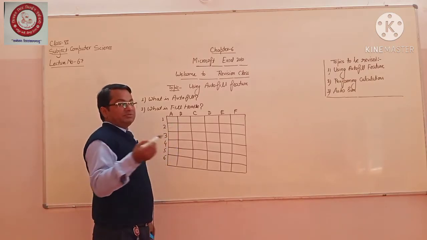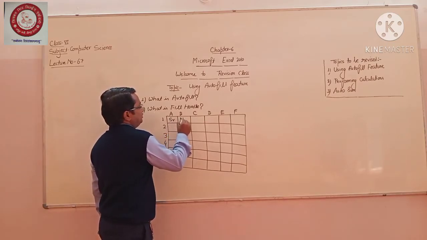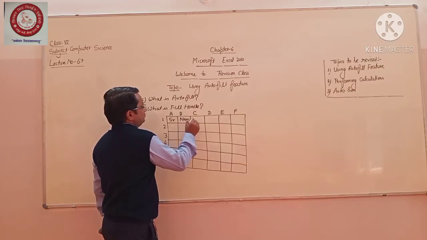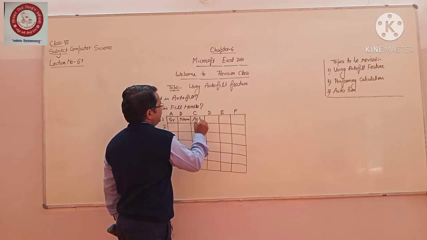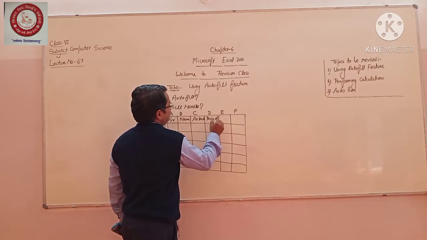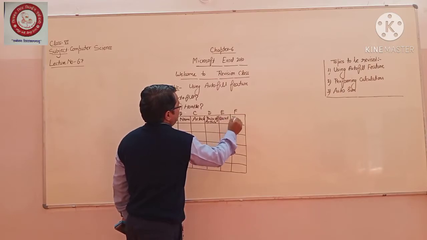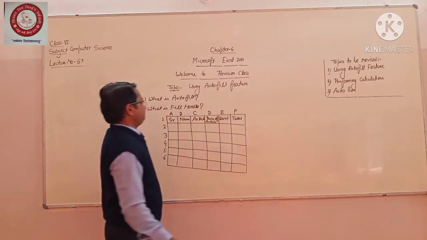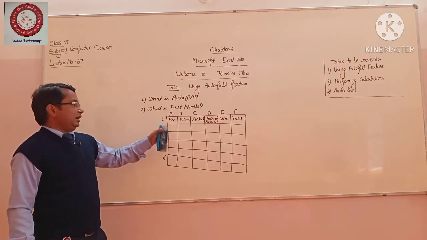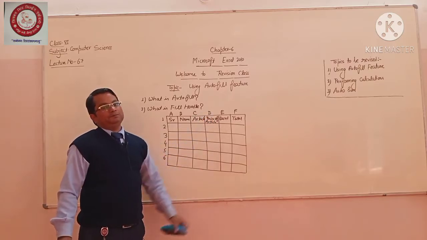So let's take some data here. Suppose this is serial number, this is the name, this is the article, this is the price of one article, then the count of how many articles are purchased, and then the total. Serial number, article name, price of article, count, total.